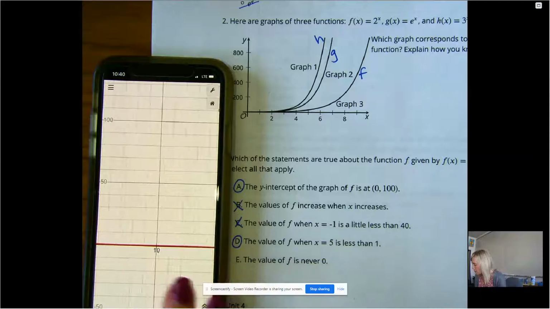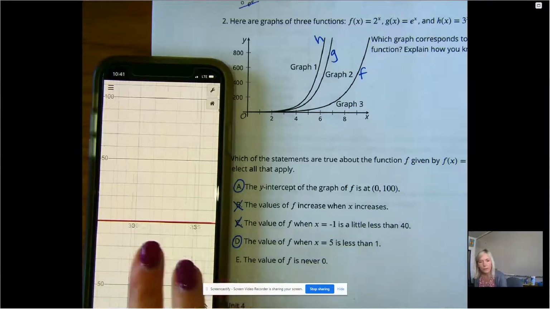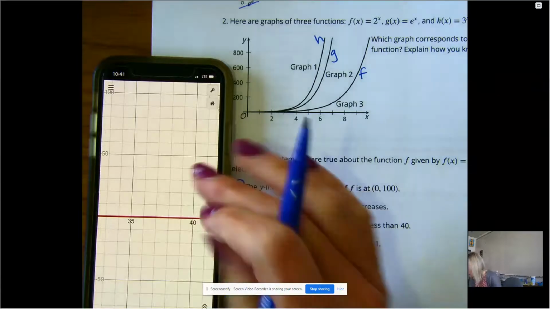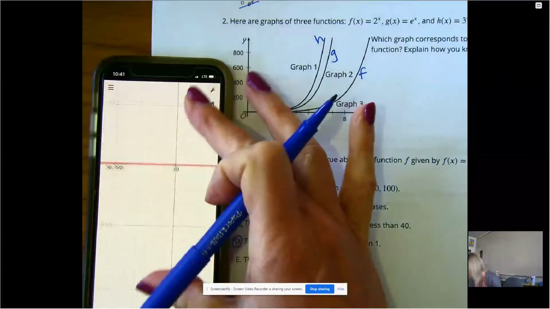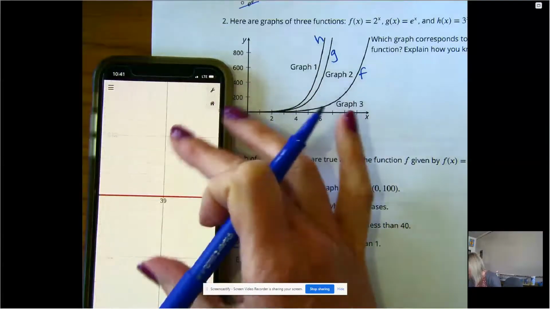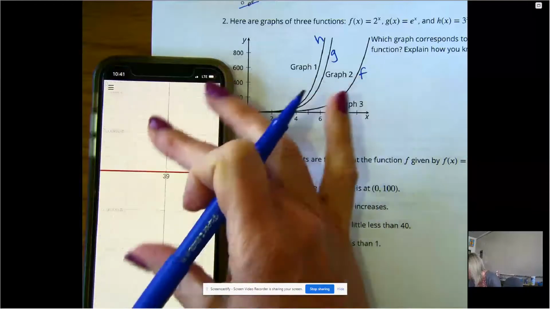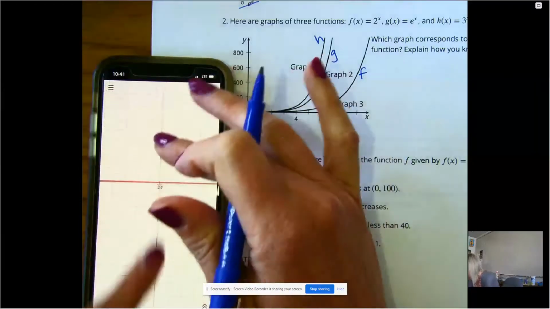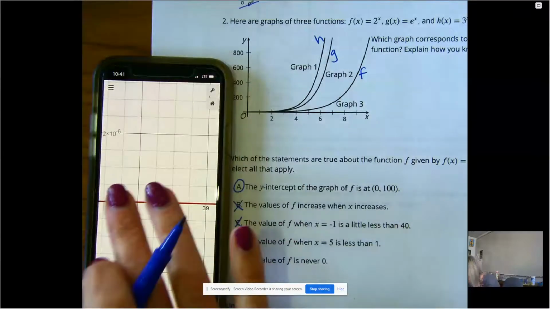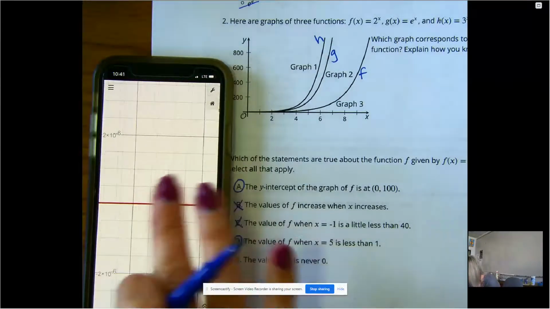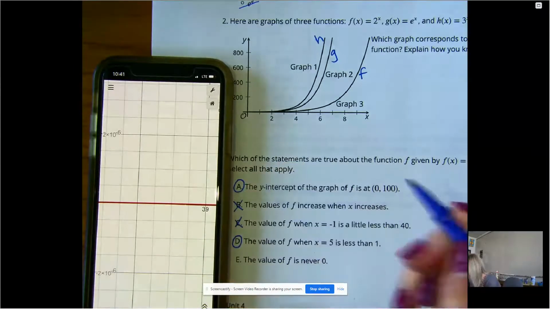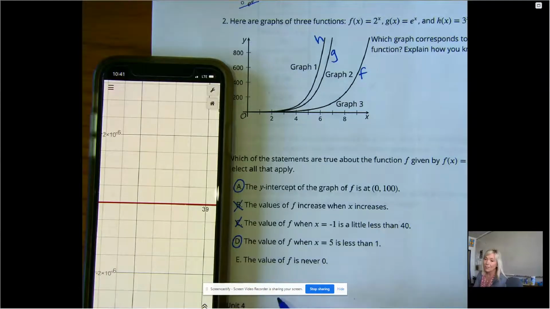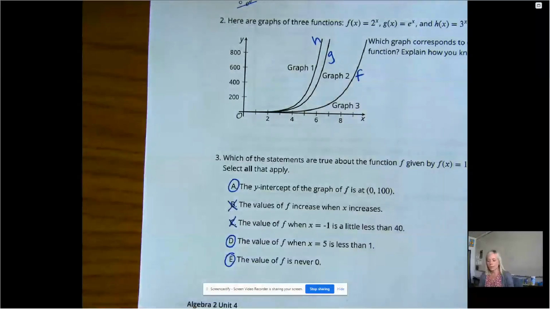Remember how these exponentials just approach that axis but never actually get there. It looks like it does, but if we zoom way in, forever and ever, zooming in might just be a waste of time. But eventually, we would be able to see that this remains slightly above 0. I think I did too much on my screen now. But this line remains slightly above 0. So the value of f is actually never 0. So E is also true. All right, moving on.